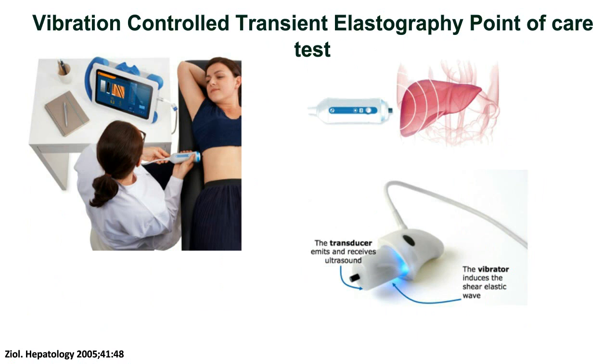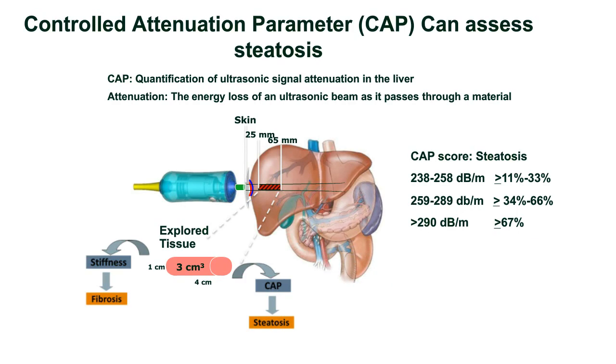So this is vibration-controlled transient elastography, or point-of-care test. This is a test that uses a probe that assesses liver stiffness. It samples a portion of the liver that is about 1/4 centimeters. There's a transducer that emits and receives the ultrasound, and there's a vibrator that induces the shear elastic wave. With the vibration-controlled transient elastography, there's also a controlled attenuation parameter measurement that helps quantify the level of ultrasonic signal attenuation in the liver. And this typically can be used as an assessment of hepatic steatosis.